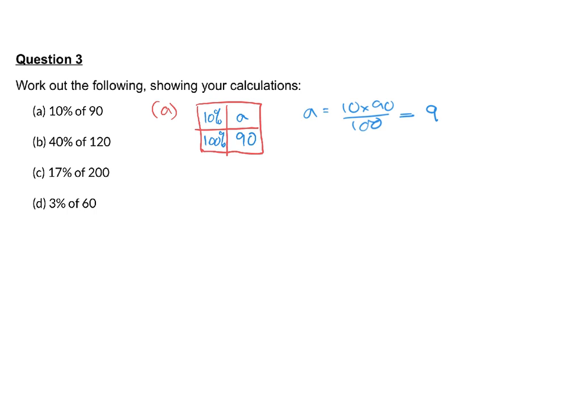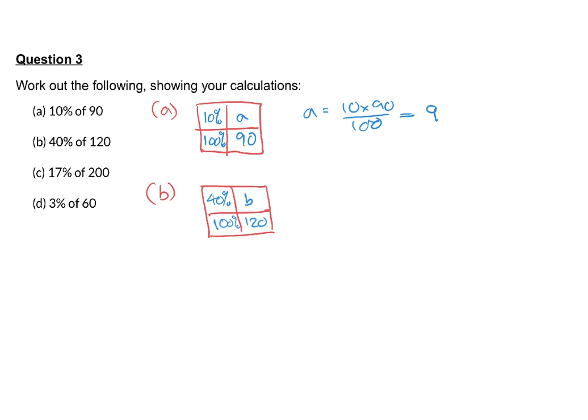So going on to the second one. In the second one, I'm going to do another grid as before. Now what have I got? 40% of 120. So the 40% is the thing I'm trying to find. So I'm going to call that B. B is my 40%. And it's of 120. So 120 is my 100%. As long as you can identify the 100%, you should be able to solve the questions.